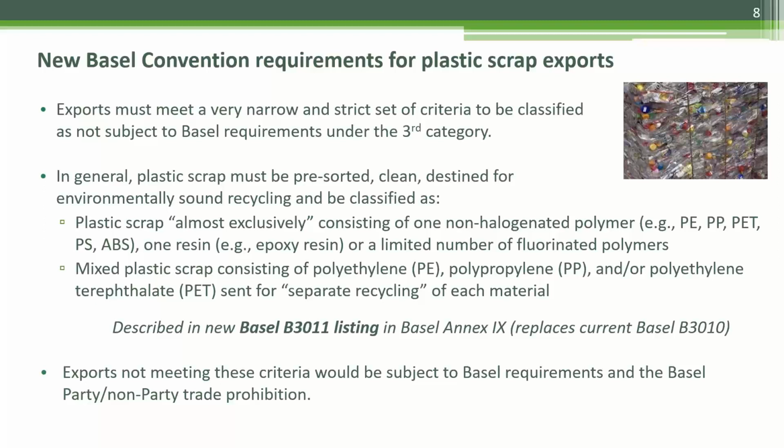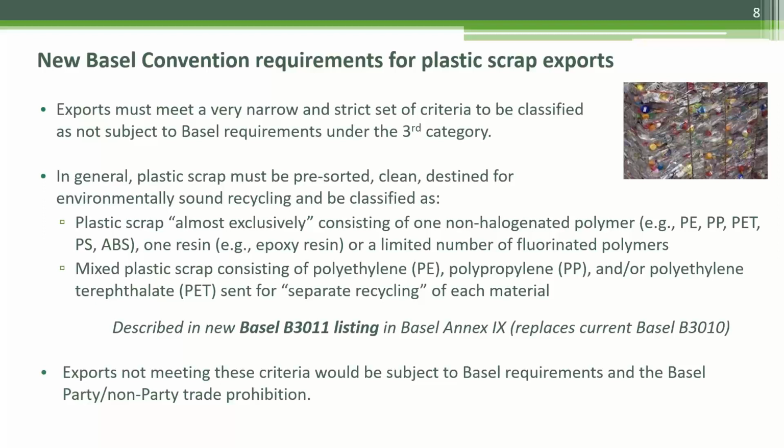In general, exports of plastic scrap must meet a very narrow and strict set of criteria to be classified as not subject to Basel requirements under this third category. More specifically, plastic scrap must be pre-sorted, clean, in other words free from contamination, destined for environmentally sound recycling, and fall under one of four main groupings. Either one, plastic scrap almost exclusively consisting of one non-halogenated polymer. These include the most common plastic recyclables, for example bottles and containers made up of polyethylene, polypropylene, PET, and also includes common copolymer plastics such as ABS, which are commonly found in auto parts.